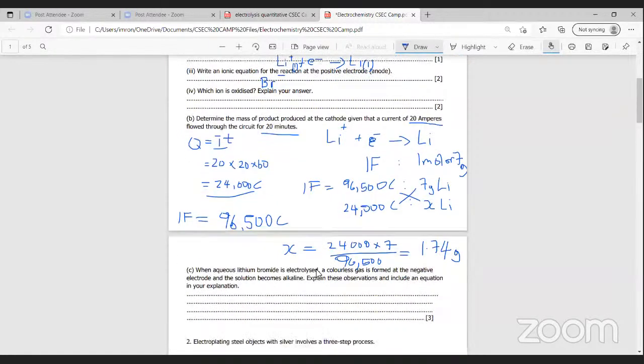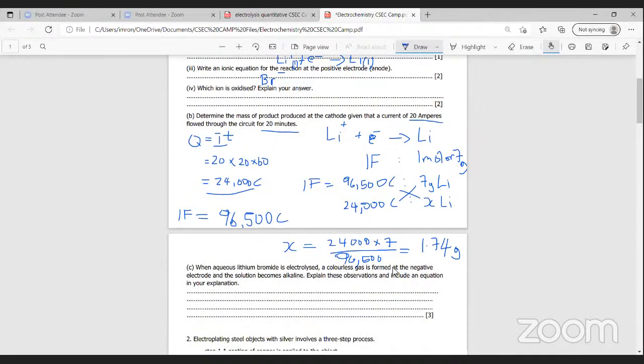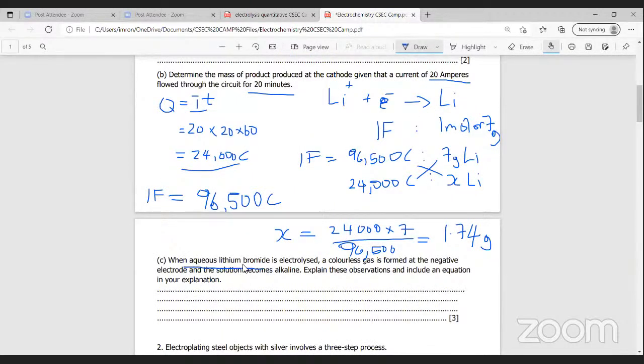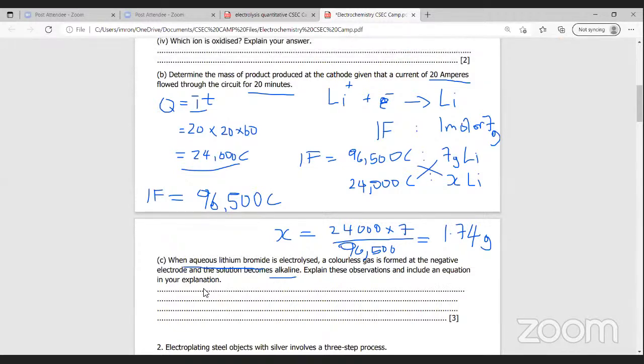As lithium bromide is electrolyzed, a colorless gas is formed at the negative electrode. Now look at this carefully. When aqueous lithium bromide is electrolyzed, a colorless gas is formed at the negative electrode, and the solution becomes alkaline. Explain these observations and include an equation in your answer.